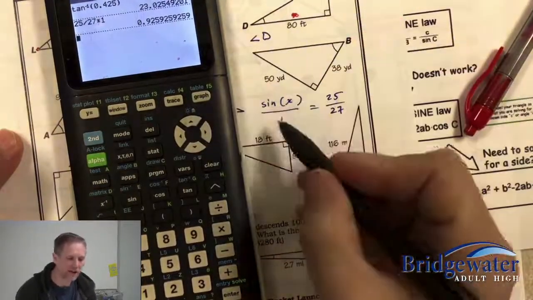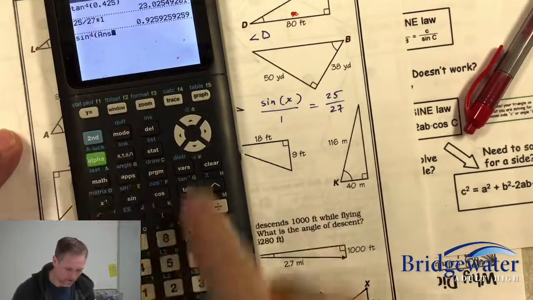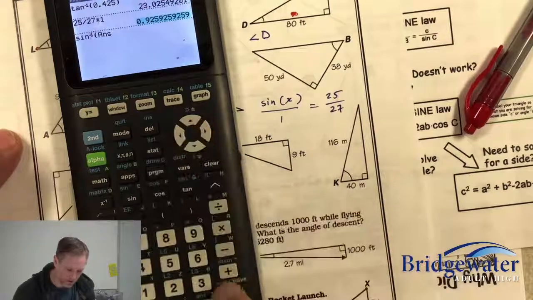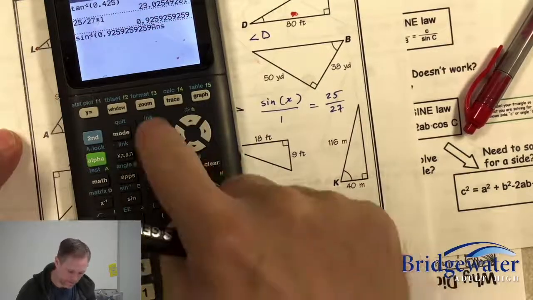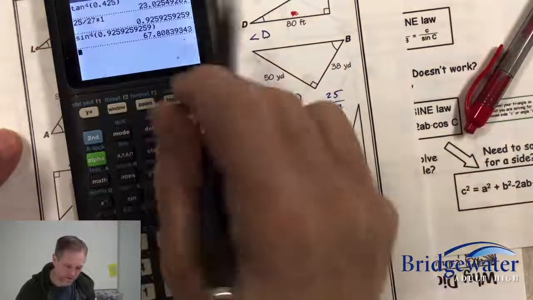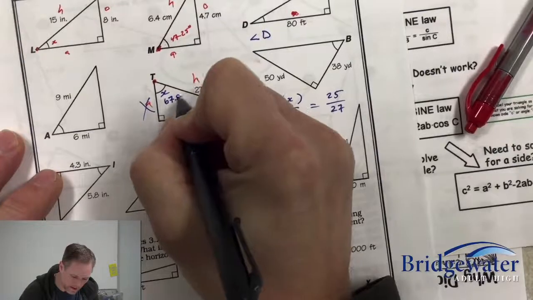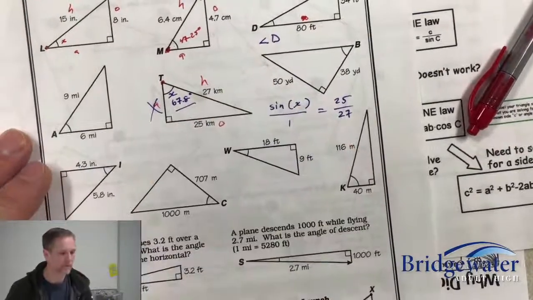So I need to unsine this one. So second function sine, the answer, or I can just scroll up one and hit that, okay? And close that bracket, and the actual answer is 67.8 degrees right there, 67.8 degrees.